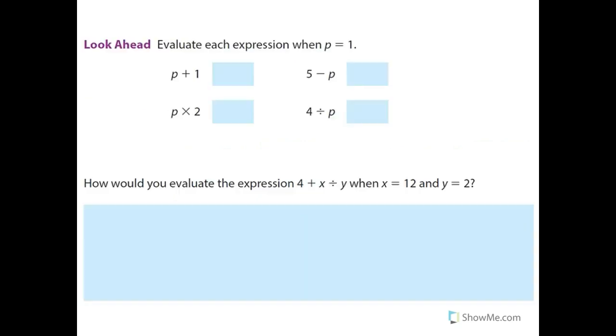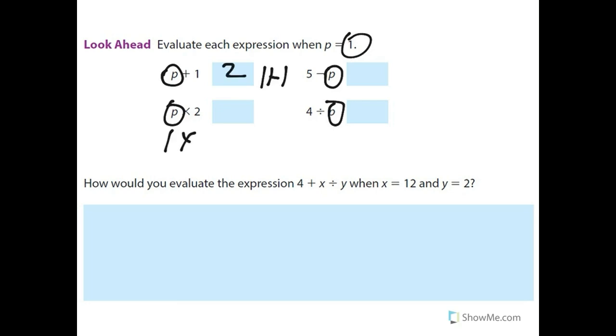Now we're going to look forward, evaluate each expression when p equals 1. In each one, we're going to replace p with 1. So this is going to be 1 plus 1, that's 2. That's going to be 1 times 2, that's 2. This is going to be 5 minus 1, that's 4. This is going to be 4 divided by 1, that's 4.